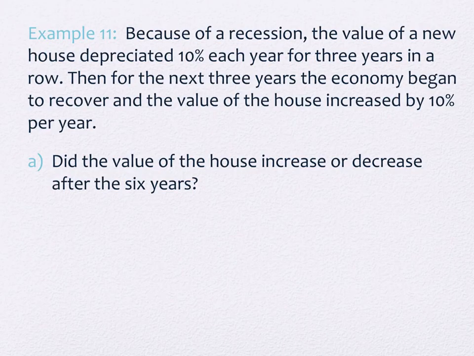So when you just look at this sort of at a gut level, it looks like it's the same. It went down, went up, same percentages, should just be sort of evening itself out. And I will tell you, percentages don't work that way. The other thing that's really tricky about this one is it doesn't tell you how much the house was worth, does it?